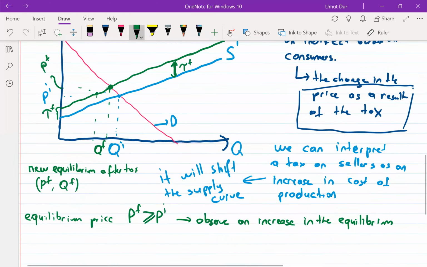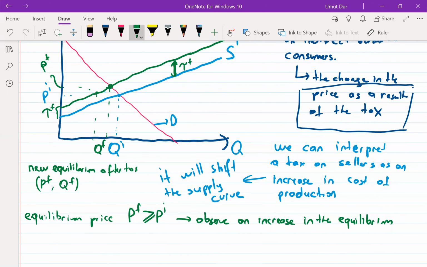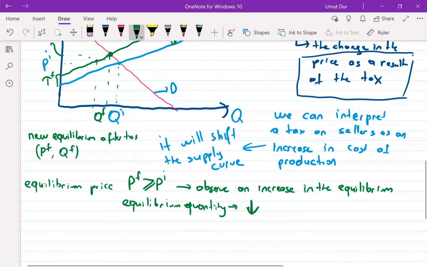So how does it affect the equilibrium quantity? There is a decrease in the equilibrium quantity. So it decreases. What if we would like to see the relation, the difference between PF and PI, and we are just comparing it with the amount of the tax?